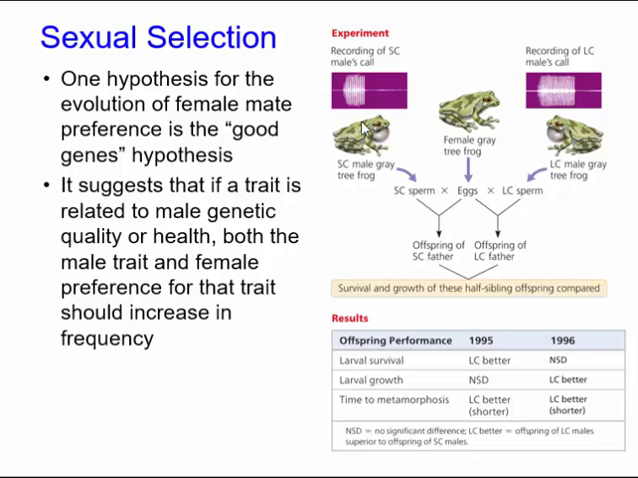And so you can set this up experimentally. We're going to take eggs from a single female. So we're taking that out as a variable, just one female, eggs from her, split those up. And we'll fertilize those with short calling male sperm versus long calling male sperm. And then we'll look at the results. And what do we see here? Larval survival, and we did the experiment over 2 different years.